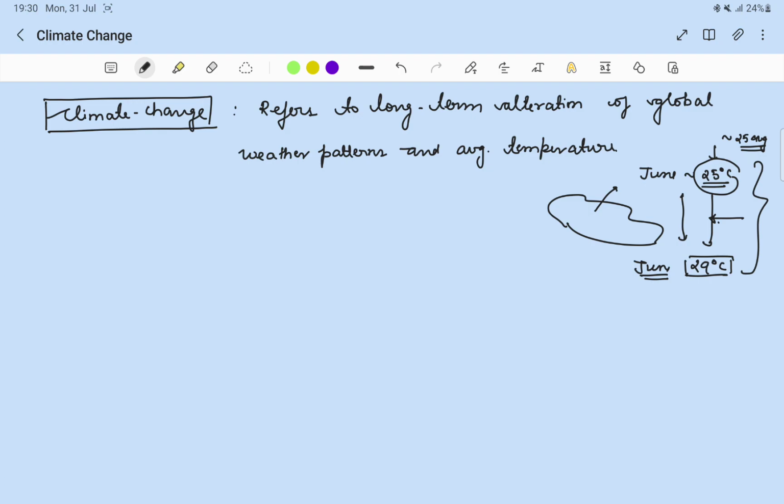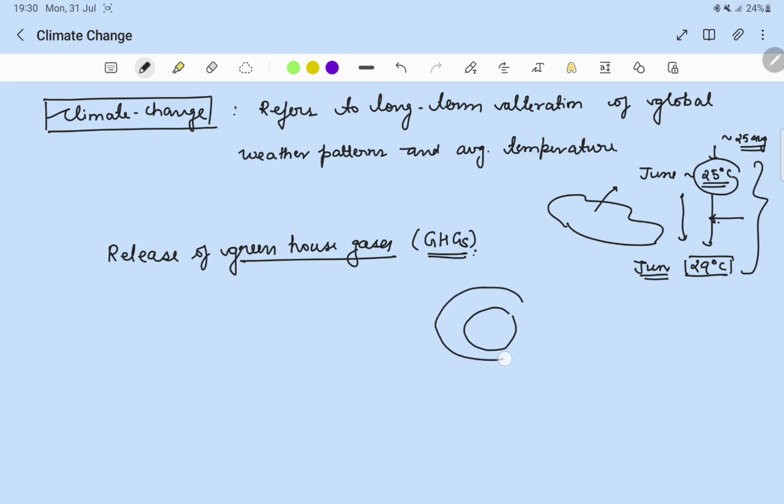And why is this climate change happening? It is happening because of the release of greenhouse gases. What are GHGs? These greenhouse gases are called GHGs. Greenhouse gases are those gases which have the potential to trap the incoming solar radiation from outside. They trap the incoming solar radiation from the outside, but they prevent the radiation going outside. They do not let the radiation go outside, they just trap it within the system. So that's why it is called greenhouse gases, okay.